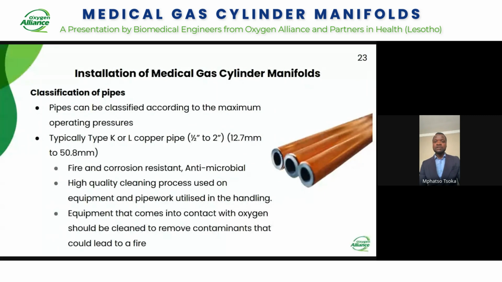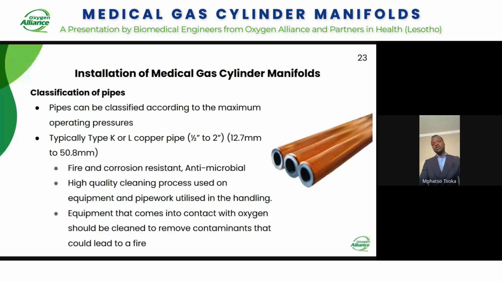On the installation of the medical gas cylinder manifold, we've seen that people normally use copper, especially copper that is medically graded for oxygen, because it's not every copper that can be used on the pipeline or on the manifold. There's a specific copper that needs to be used, including the thickness itself. It cannot be the one that you use in geyser pipes.